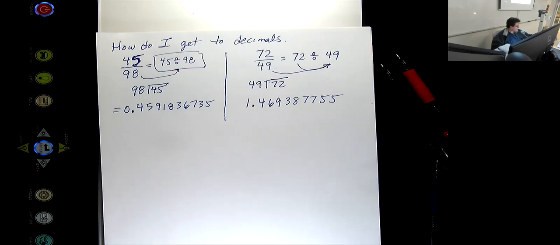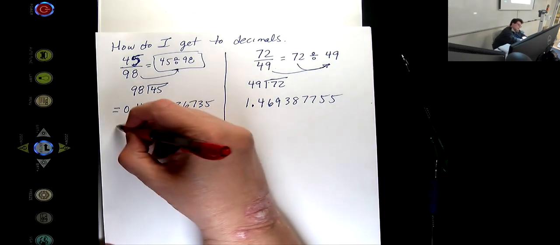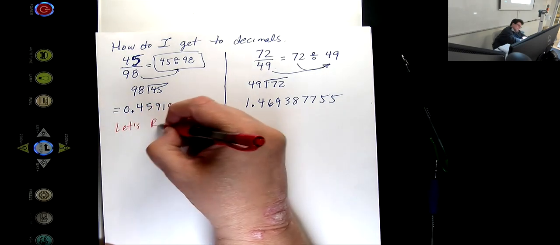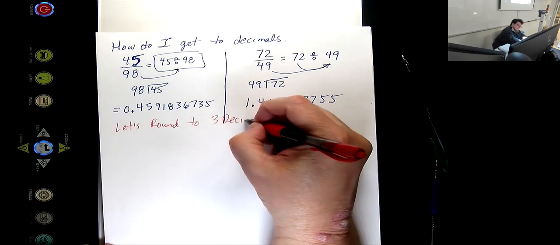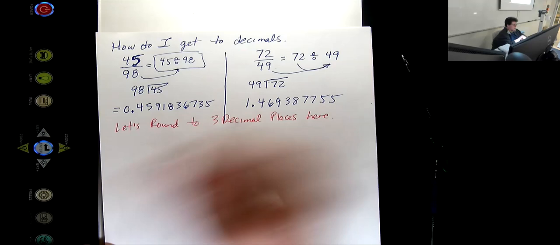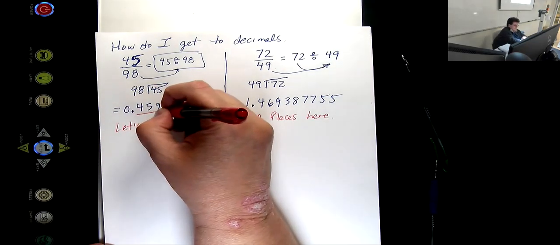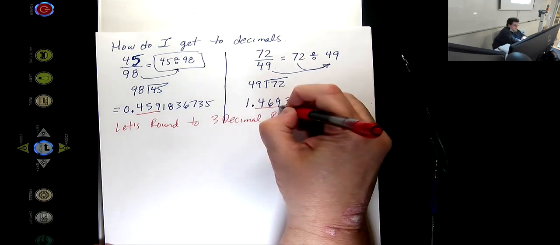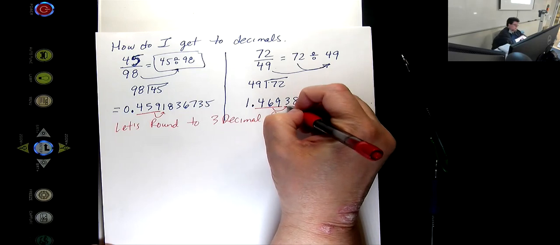I think we've done rounding here. Yes, we talked about it. Let's round these to 3 decimal places real quick, just to bring it back up again. So what I'm looking at for each of these is these 3 decimal places. And when I do, I look to the number to the right and see if I'm going to round up or not.